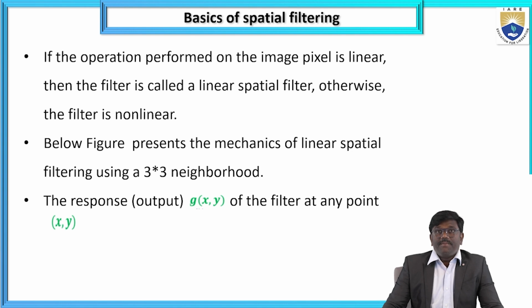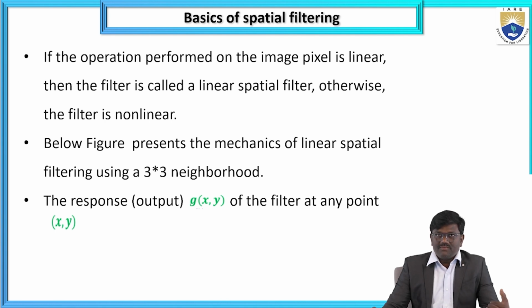So, if the operation performed on the image pixels is linear, then the filtering is called a linear spatial filter. Otherwise, the filter is non-linear. I repeat once again the definition of this classification of linear and non-linear spatial filter: if the operation performed on the image pixels is linear, then the filter is called a linear spatial filter. Otherwise the filter is called non-linear.